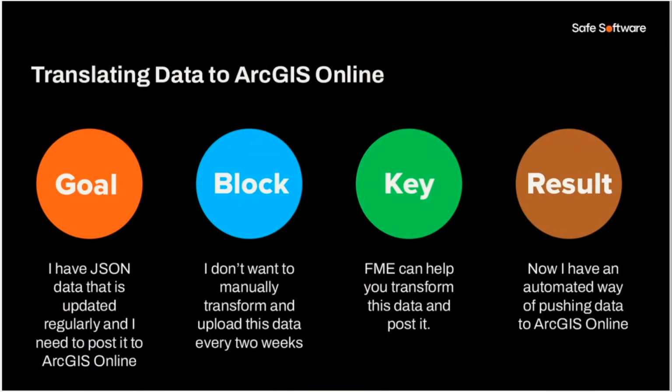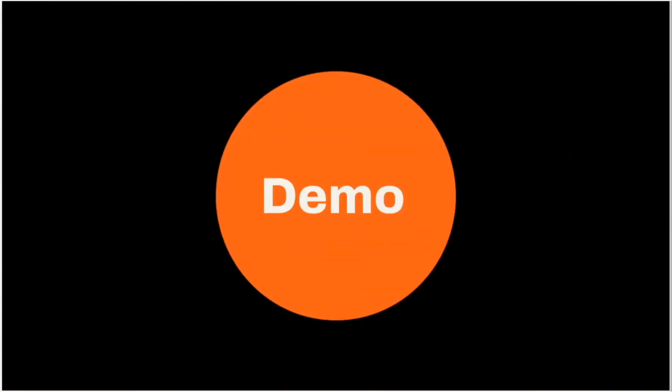So I'm going to move on to the demo portion of this section, which is translating data to ArcGIS Online. I'll quickly explain what our goal is. We have some JSON data that is updated regularly, and I need to post it to ArcGIS Online. But I don't want to manually transform and upload this data every 2 weeks. This is where FME is so useful. FME can help you transform this data and post it. By utilizing FME, we can now have an automated way of pushing data to ArcGIS Online. We'll just begin the demo here now.